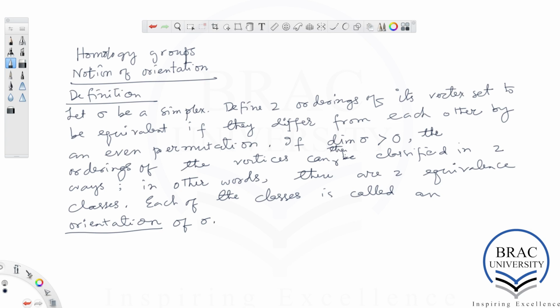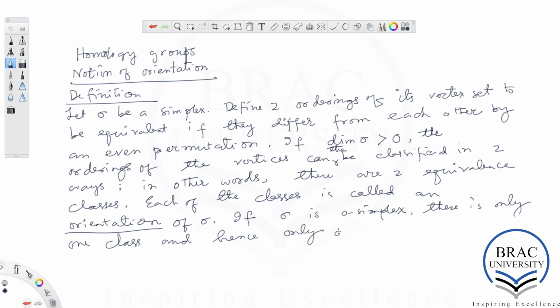So if sigma is just a zero simplex, then there is only one class and hence only one orientation of sigma exists in such a case.